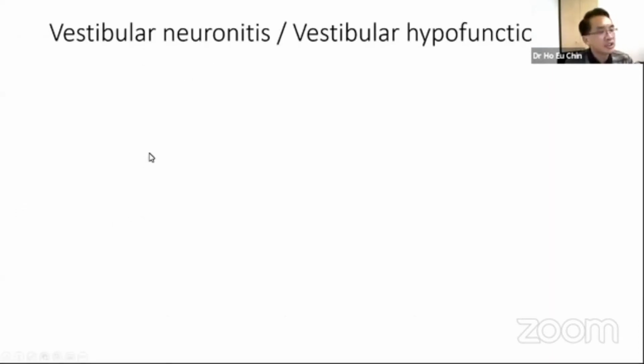Now, the next condition I'm going to talk about is what we call vestibular neuronitis, or I suppose the more correct term is this phenomenon of vestibular hypofunction, meaning that one of the balance organs, either on the right or on the left, stops functioning, and often quite acutely.